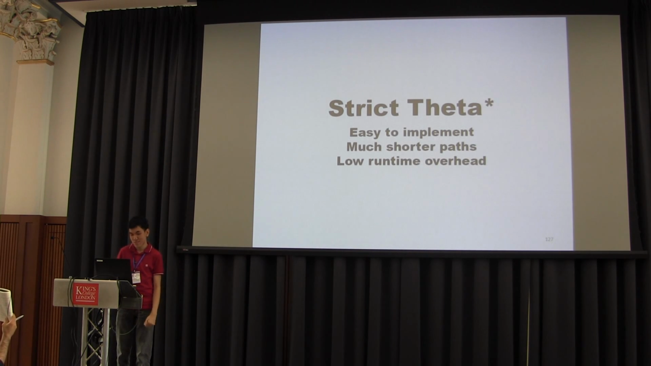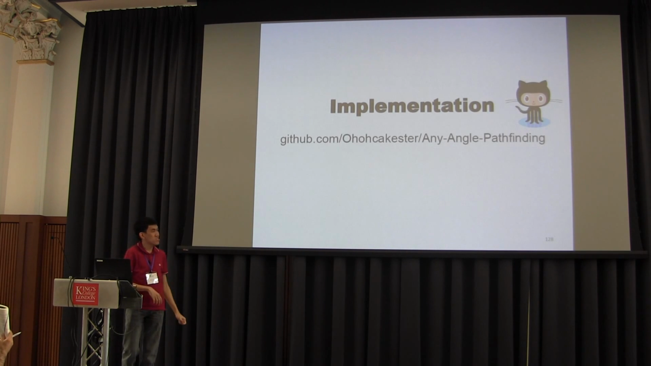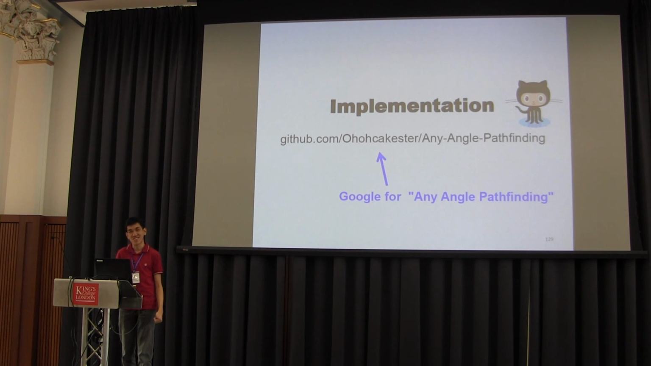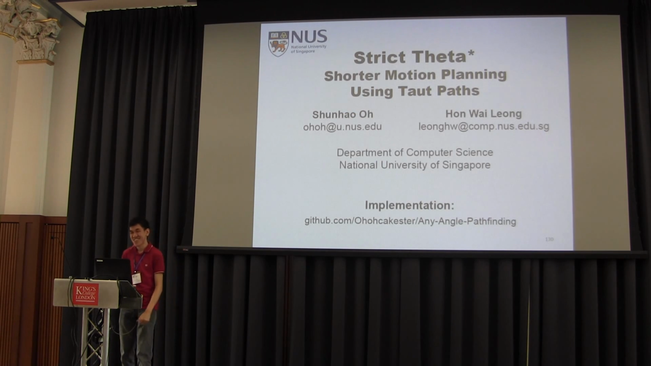It's easy to implement, gives shorter paths, and has low runtime overhead. My implementations are over here alongside other any-angle path planning algorithms. I'm also working on other algorithms right now, like using visibility graphs to improve grid-based path planning. An interesting direction would be to try to use the same idea of taut path restrictions for other algorithms. Perhaps you could find more convincing paths just by this simple change. Yeah, that's about it.